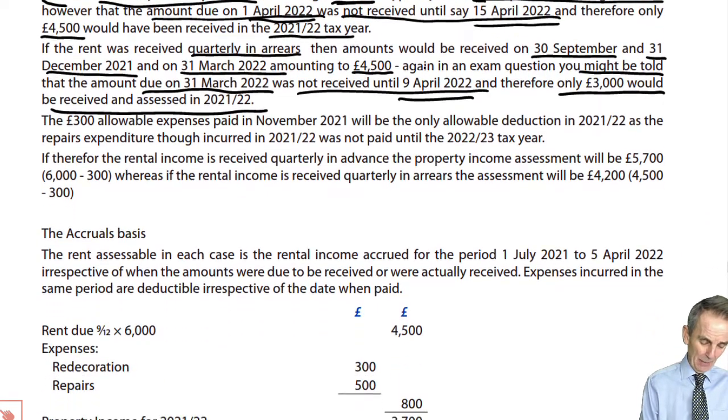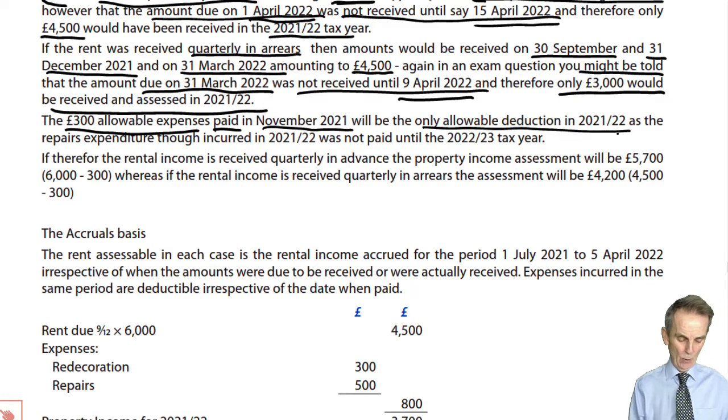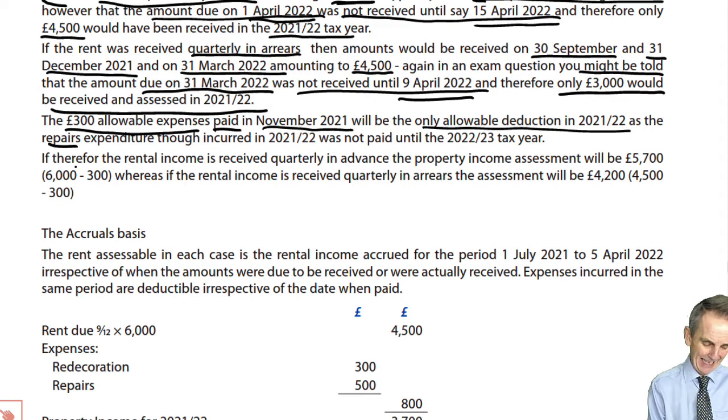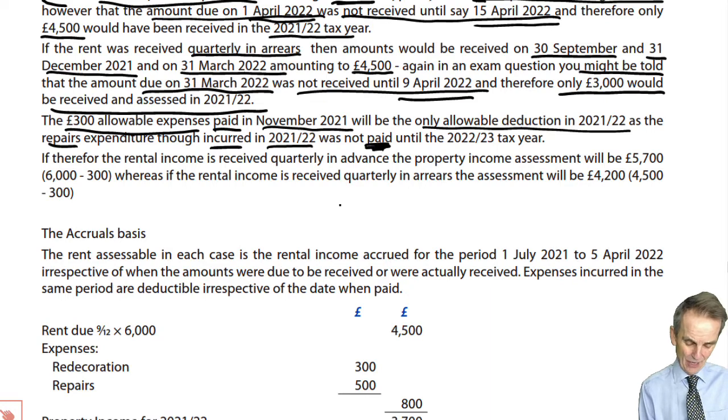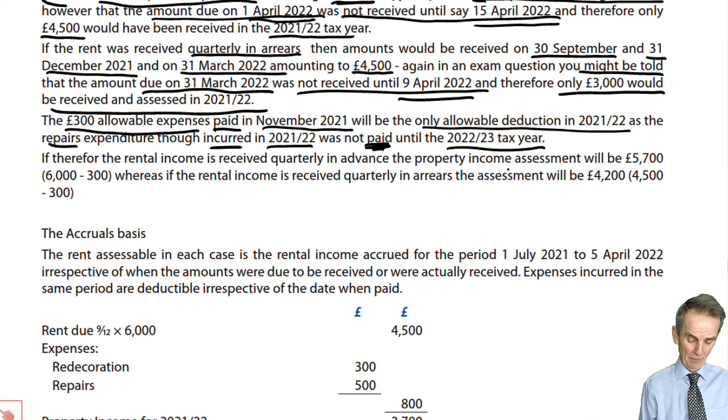In terms of expenses, we're working on a paid basis, and £300 worth of allowable expenses were paid in November 21, and that will be the only allowable deduction for 21/22, as that repairs expenditure, although being incurred in 21/22, was not paid, which is what we're interested in here, until the 22/23 tax year. So you have to wait until next tax year before you get relief for that expenditure that you incurred.